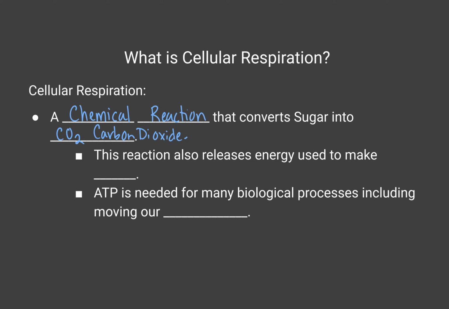But this chemical reaction is also used to make energy in the form of ATP. And ATP is just a chemical. It's adenosine triphosphate, but it's the chemical that our bodies use for most of our biological processes, including moving our muscles. Every time you contract a muscle, it uses ATP. And we get this ATP built up from the energy released from cellular respiration.